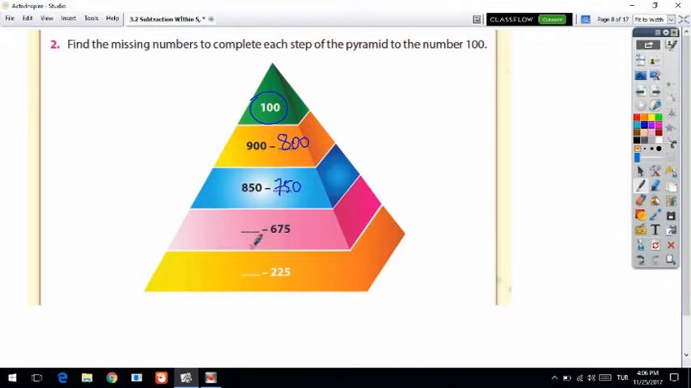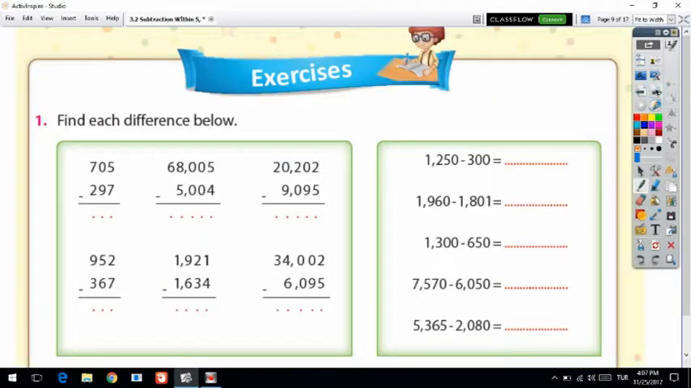So you have to say 100 more than 675. So it must be 775. So then you have to say the number 100 more. So it must be 325. When you subtract them you get 100. Okay, now let's continue. Exercise.